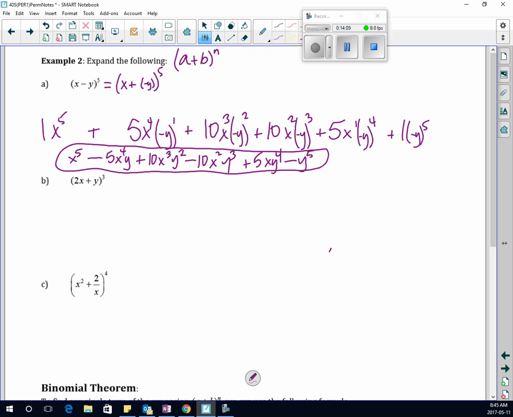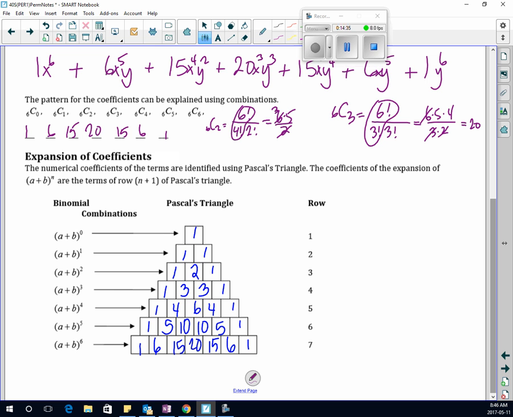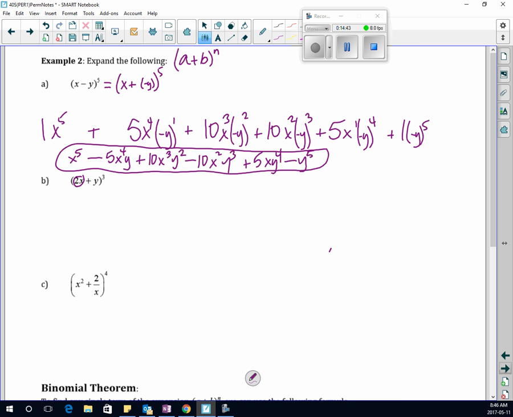Okay, so the next one, what you have to realize is a is this complete term, right? Do you want me to help you with this one before I go into C? Okay. So this is to the power 3, so we're going to look at the fourth row. If I go back, the fourth row would have 1, 3, 3, 1. When you do this enough times, you'll remember all the numbers, really. So again, 1, 3, 3, 1. Everybody know how I got that?